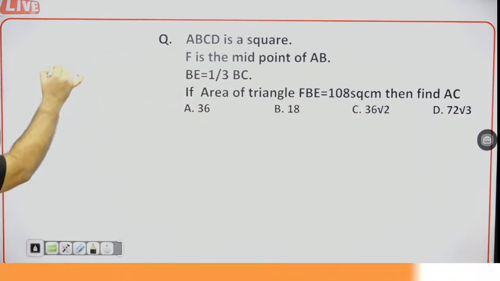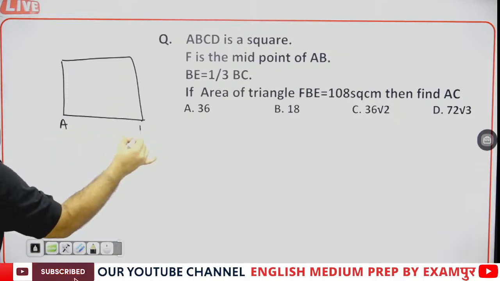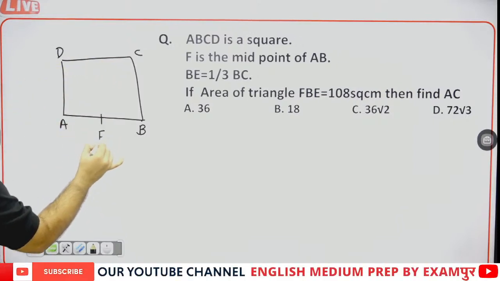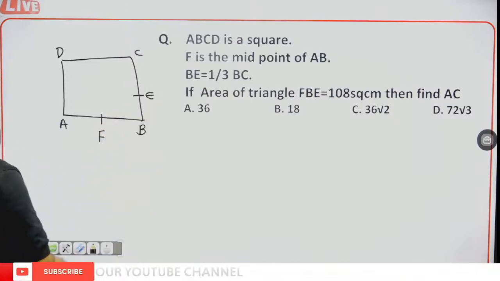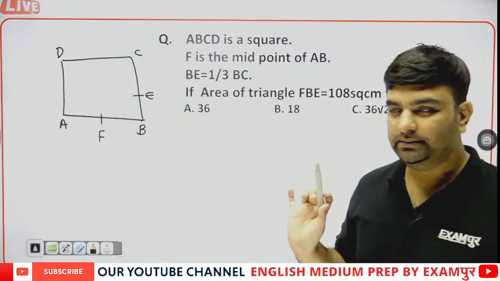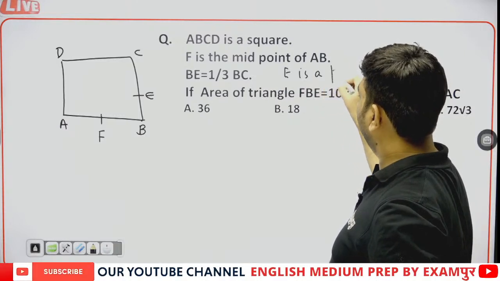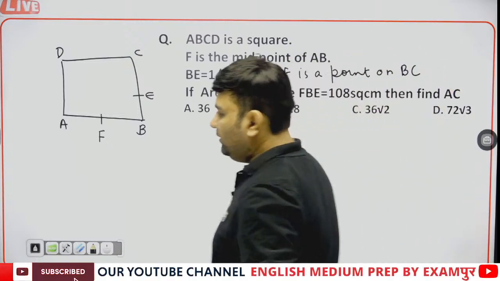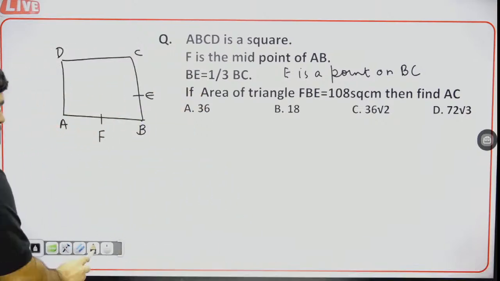ABCD is a square. F is the midpoint of AB. A lot of square questions are coming. What a great day. BE is 1/3 of BC. It should also be said that E is lying on BC. E is a point on BC and BE is equal to 1/3 of BC.